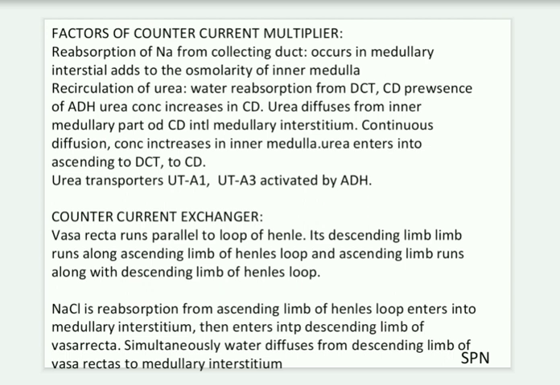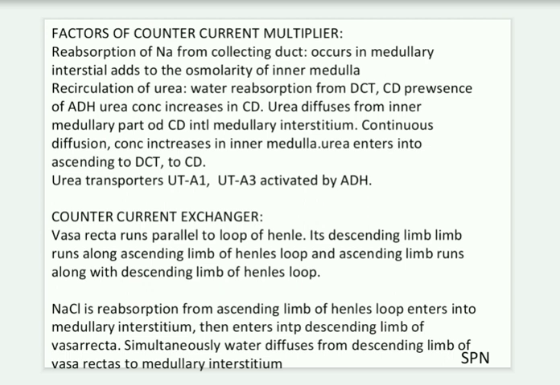And next is the counter current exchanger. It acts on the vasa recta to maintain the medullary gradient, through passive transport. In this, the vasa recta runs parallel to the loop of Henle. So its descending limb runs along the ascending limb of Henle's loop, and the ascending limb of the vasa recta runs along the descending limb of Henle's loop.